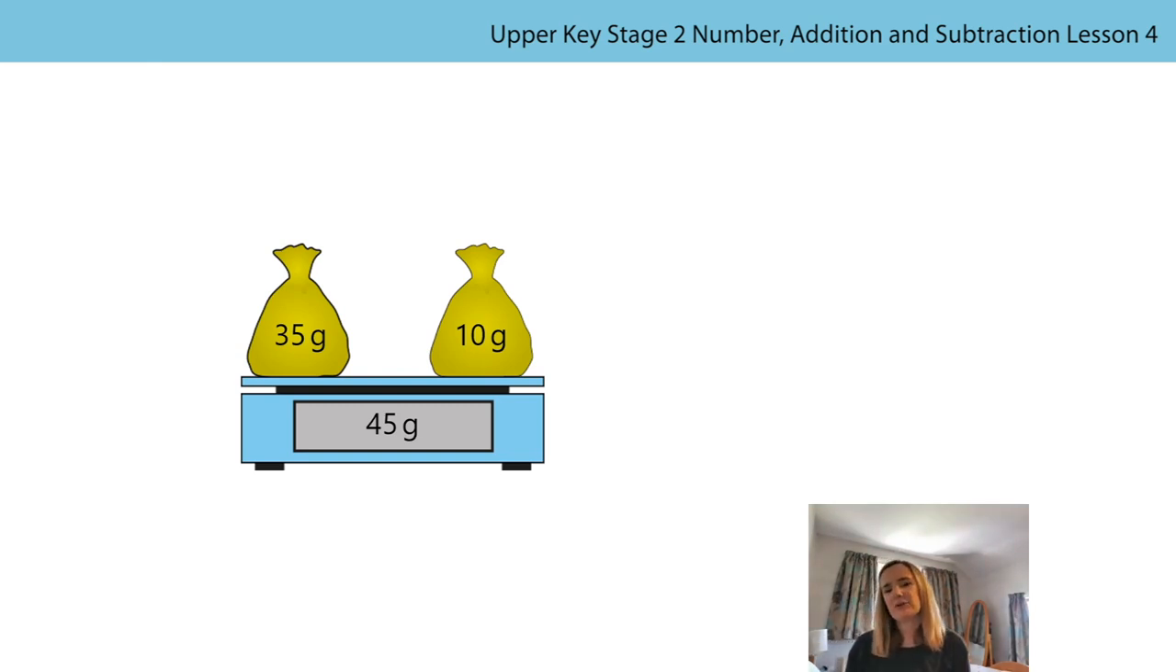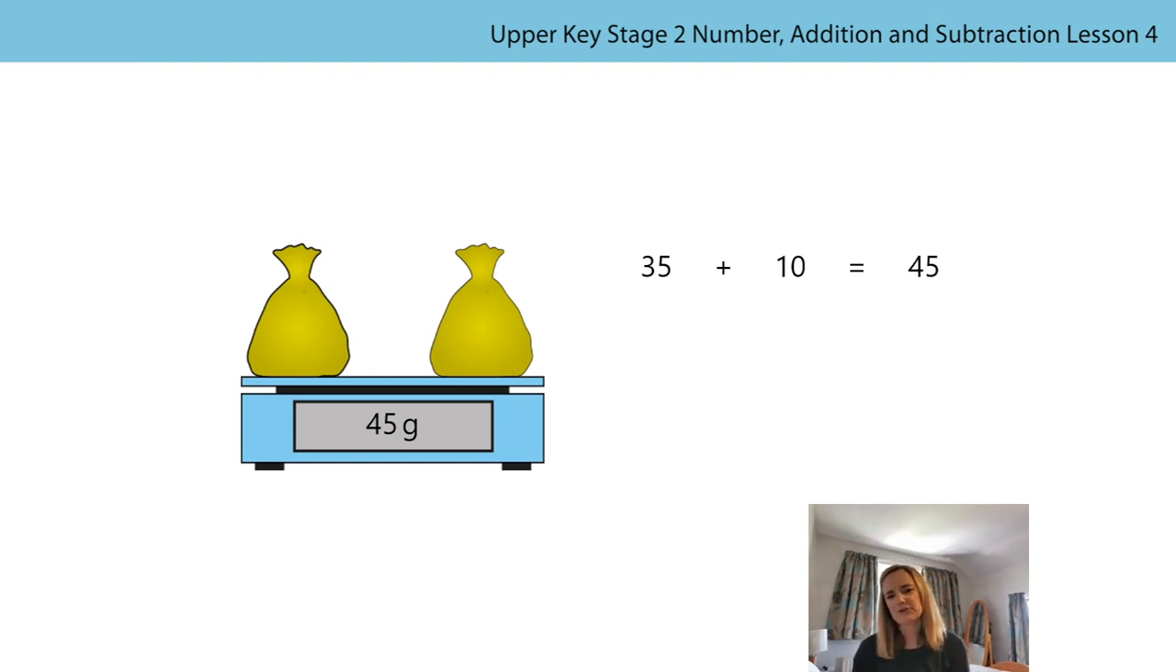So let's have a look at this diagram this time. What do you notice? It's changed, hasn't it? Yes, we've now got values on our bags. We've got a 35 gram bag and a 10 gram bag of sweets. What happens? Watch carefully. Our sweet moves from one bag to the other. Did you spot the 5 grams at the top? I wonder if that means our sweet weighs 5 grams or has a mass of 5 grams.